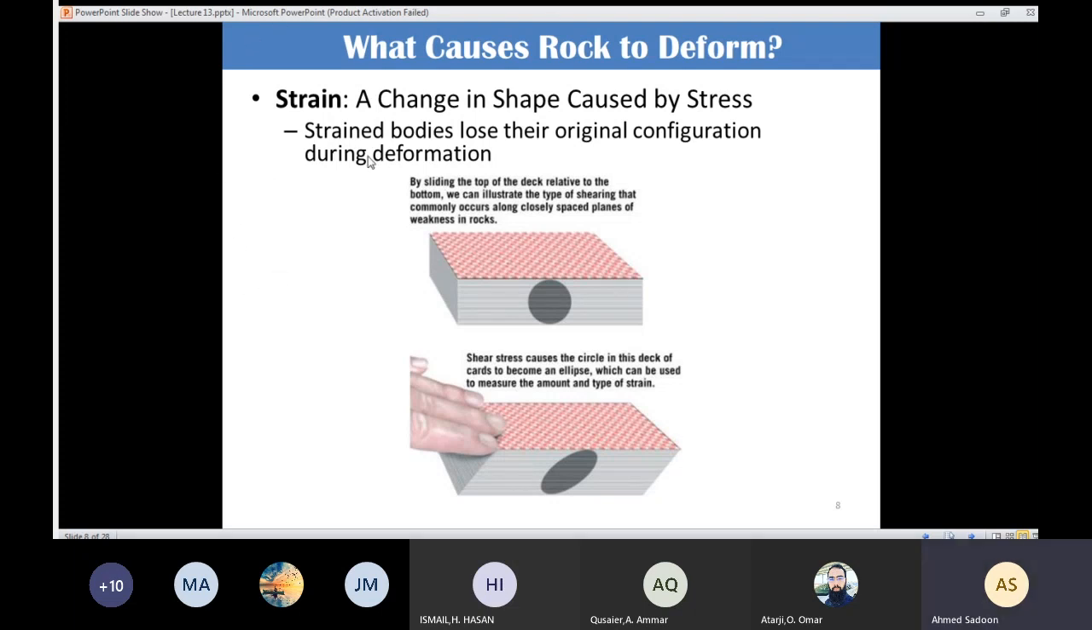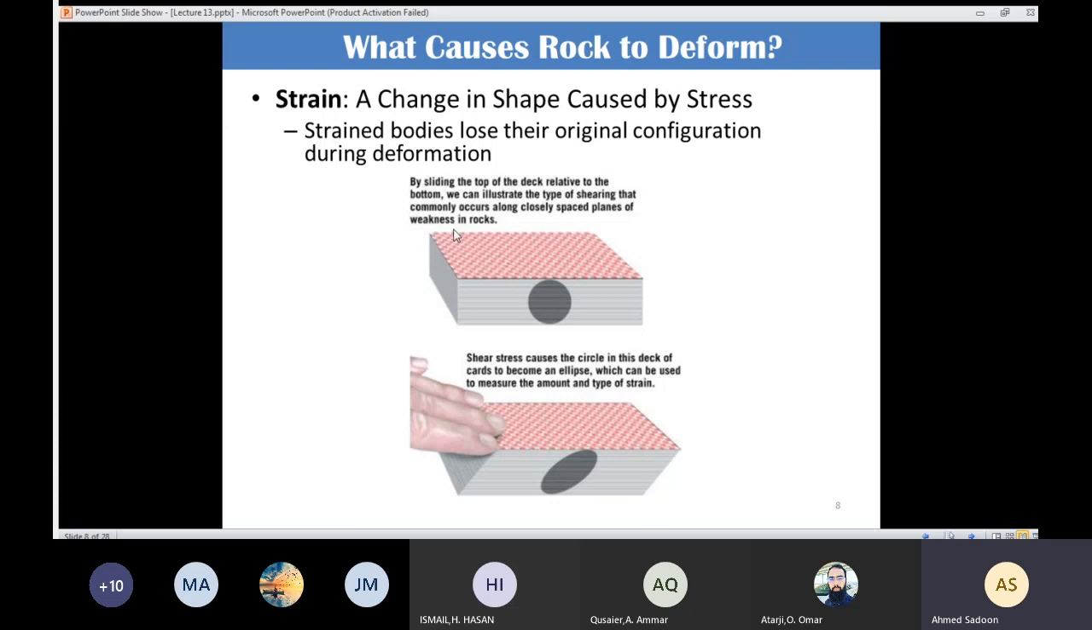So strained bodies lose their original configuration during the deformation. If you apply stress to a rock body, you are going to have deformation, or a change in shape. We call it strain. Deformation is a general term: any change in position or shape is deformation. But strain is a special type of deformation.